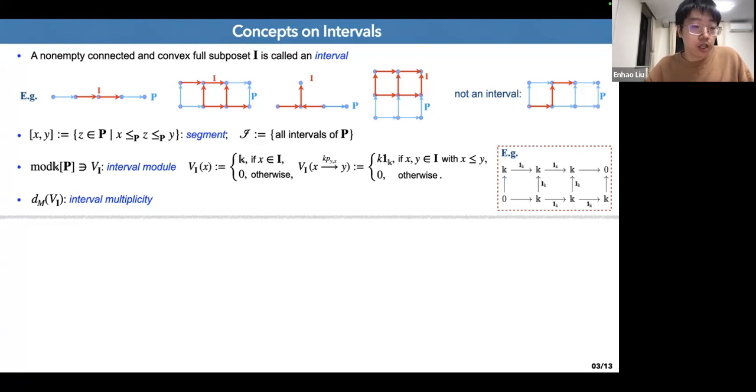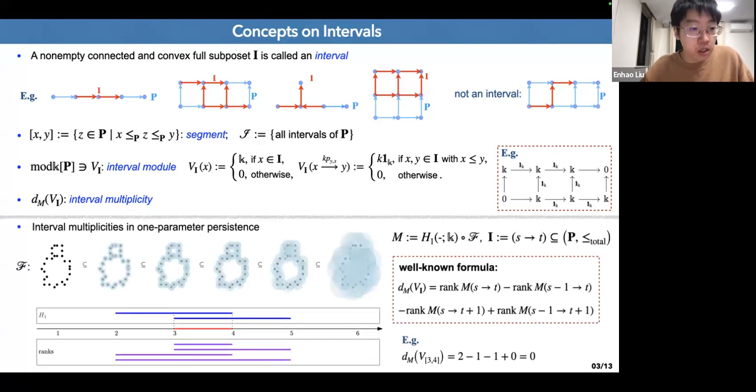And so the interval module itself is indecomposable, which is easy to show. And so the multiplicity of the interval module, which we call the interval multiplicity, is denoted by d_M(I). Okay, great. Let me first review a very classical result in one-parameter persistence. The interval multiplicities and the ranks have some relations.